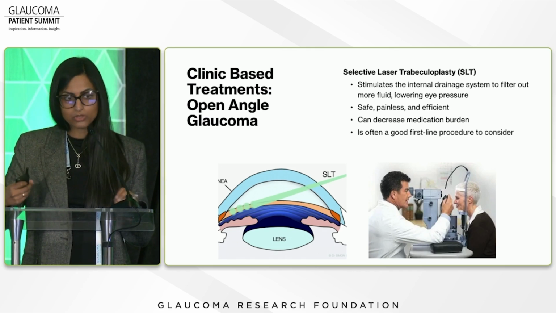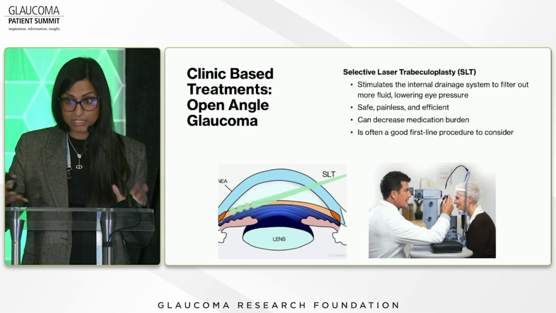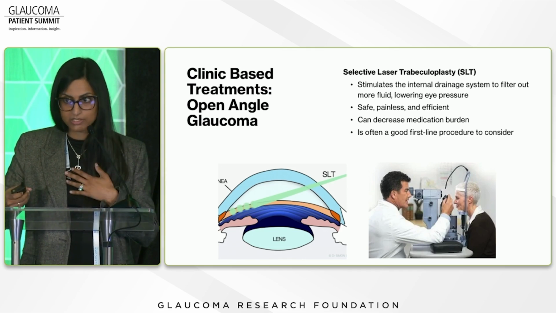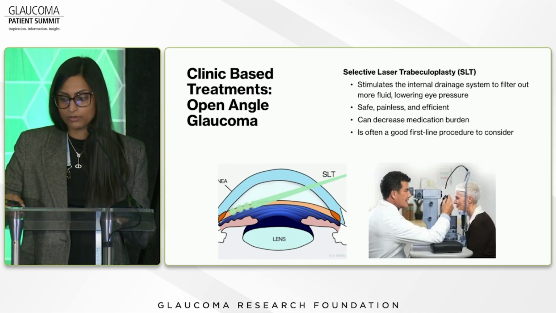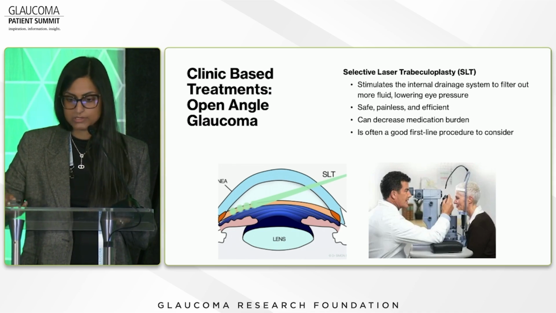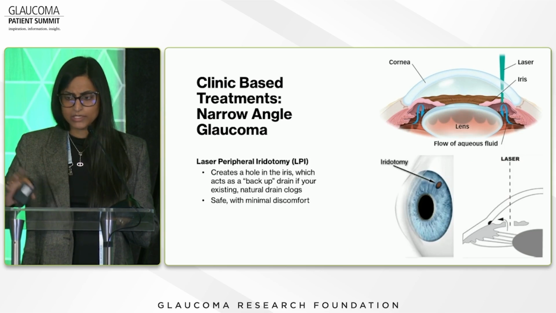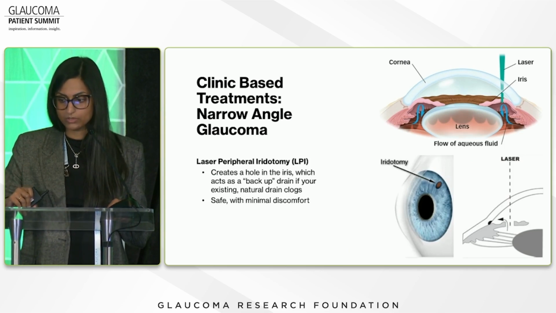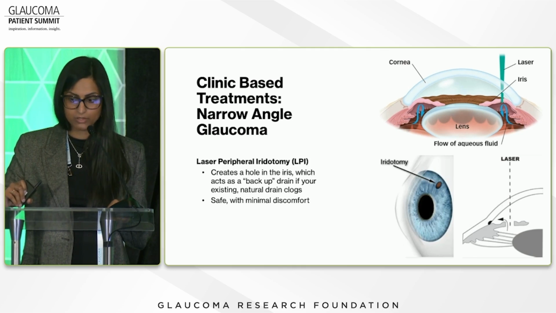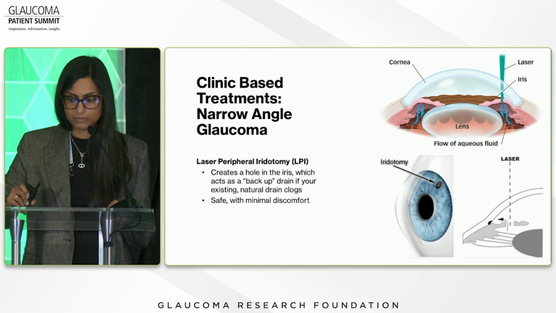And it's a very low risk but potentially high reward procedure that many of us, even many of us physicians, would want in our own eye or for those of our families or loved ones. Now, a laser option for narrow or closed-angle glaucoma is something called a laser peripheral iridotomy, or LPI, and that's what you see in the pictures here.